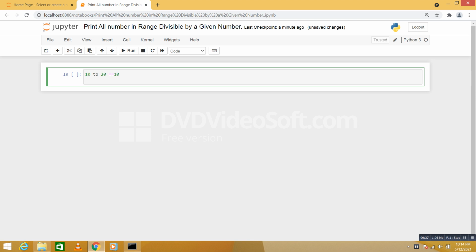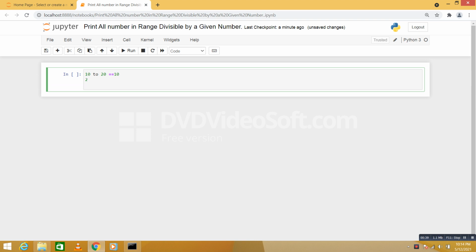And if I give a number as 2, then for these 10 numbers from the range 10 to 20, how many numbers get divided by 2? Let's consider 12 will get divided, 14, 16, 18 and lastly 20. These are the numbers that get divided by the given number.